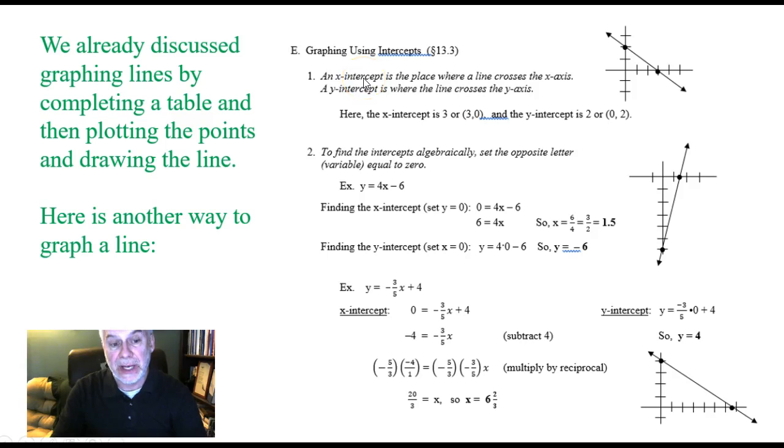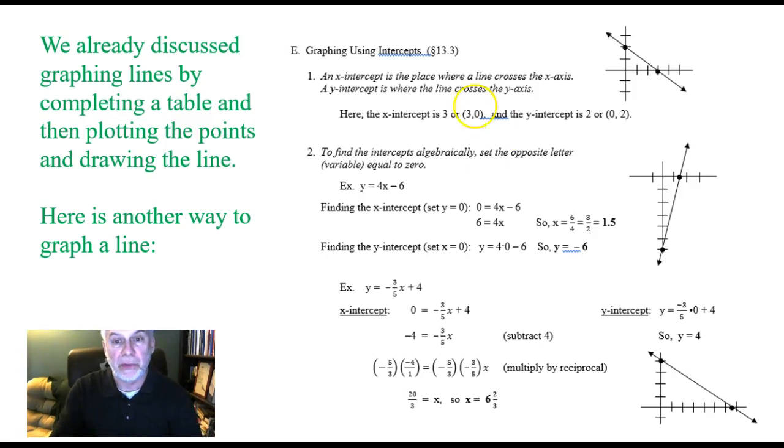So an x-intercept is the place where a line will cross the x-axis, and a y-intercept is the place where it crosses the y-axis. So the x-intercept in this picture is at 3, or at (3, 0). You could give both coordinates. And the y-intercept is at 2 units up, or at (0, 2). Now, to find intercepts algebraically, you can set the opposite variable equal to 0.